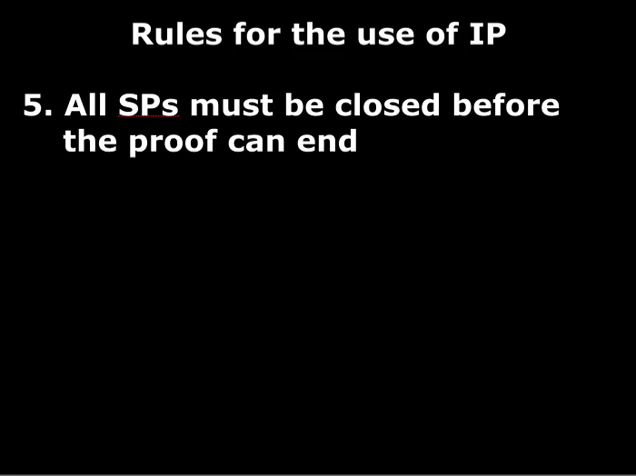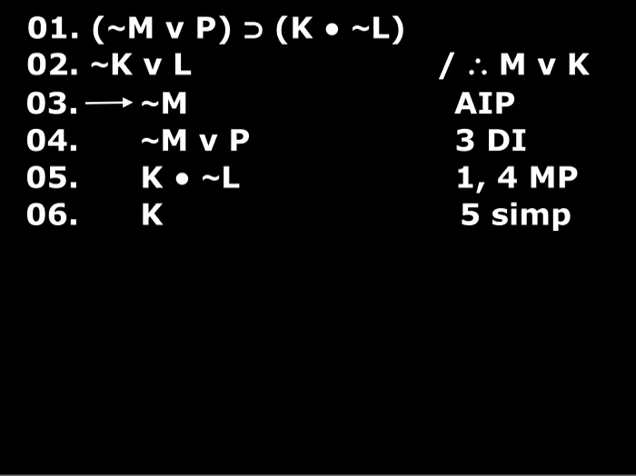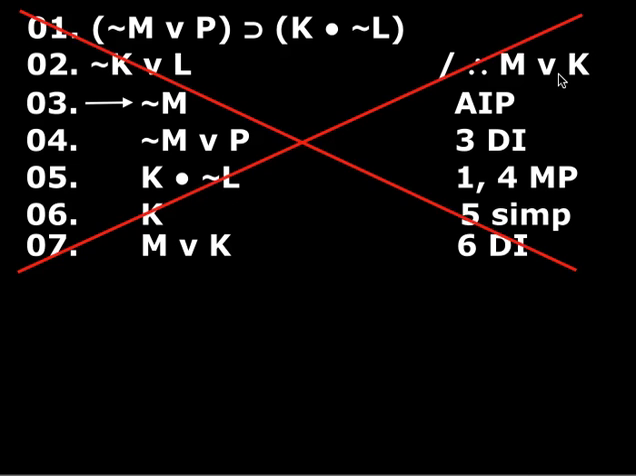5 and 6 are the same as with conditional proof. Number 5 is all subproofs have to be closed before the proof can end, just like with conditional proof. So for instance, you couldn't at this point, so this is just the first 6 lines of the example we just did. You couldn't get to here and say, oh wait, I've got K, I can get M or K by DI, and now my proof's over. I derive the conclusion. No, that does not work because I have not closed this subproof yet.